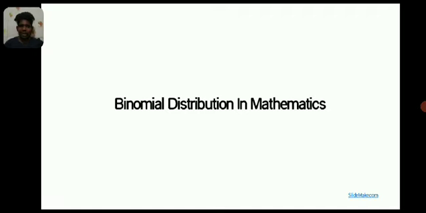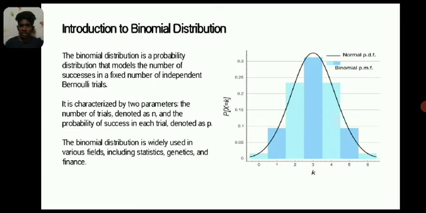Today our topic is binomial distribution in mathematics. So first, let us come to the introduction to binomial distribution. The binomial distribution is a probability distribution that models the number of successes in a fixed number of independent Bernoulli trials. It is characterized by two parameters: the number of trials, denoted as n, and the probability of success in each trial, denoted as p.